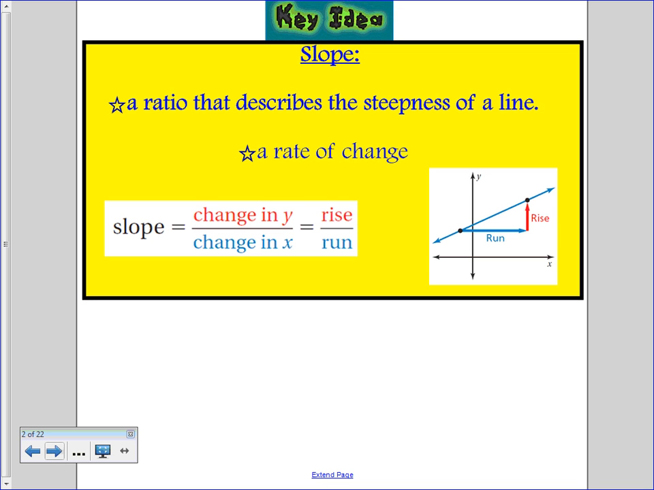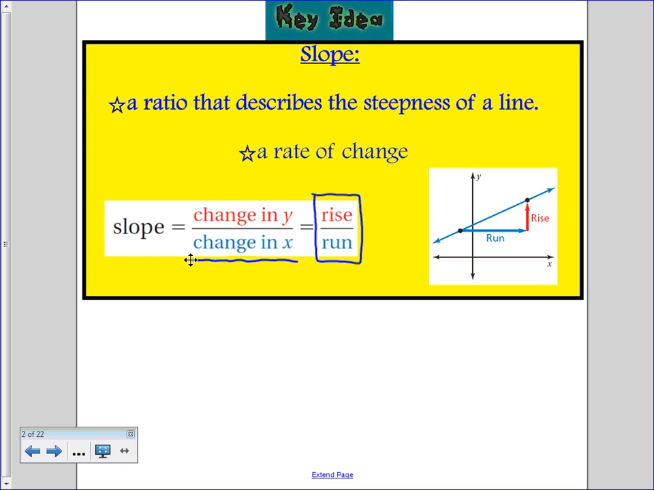First, I'm going to have you write down the definition and how we find slope. Slope is a ratio that describes the steepness of a line, otherwise known as the rate of change. Two ways of finding it. The first way is the change in y over the change in x. We're not going to worry about that one as much this time. The one we really are going to concentrate on today is the rise over run.